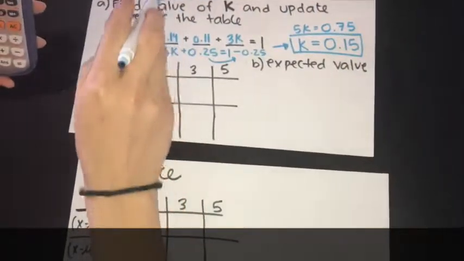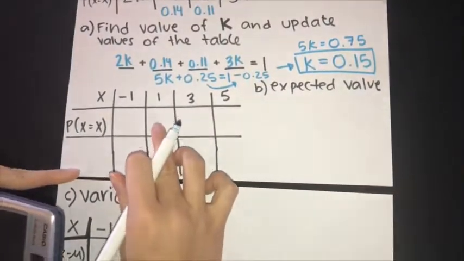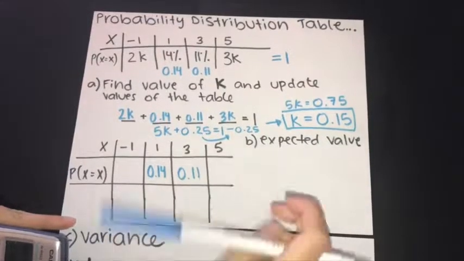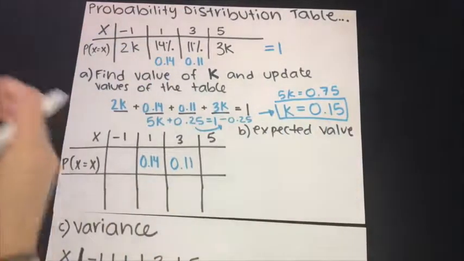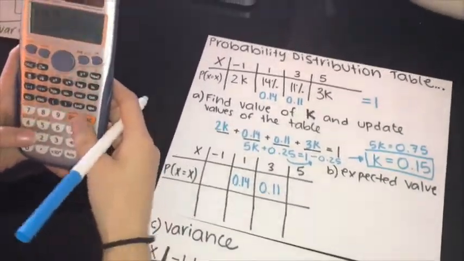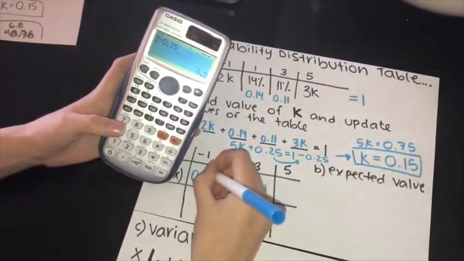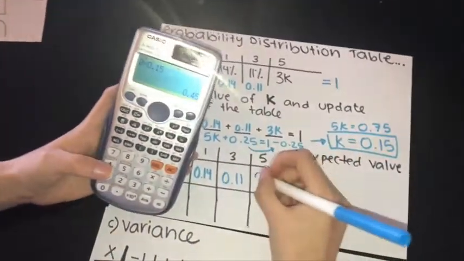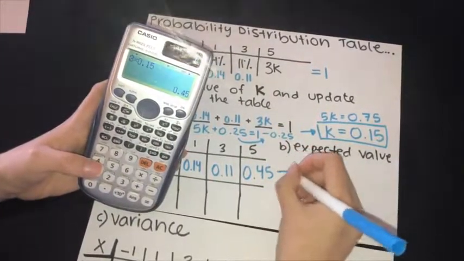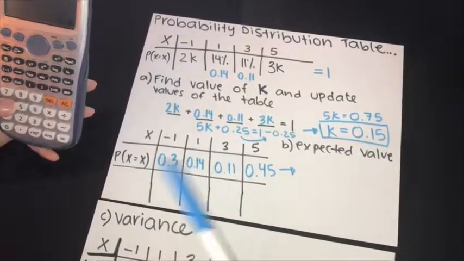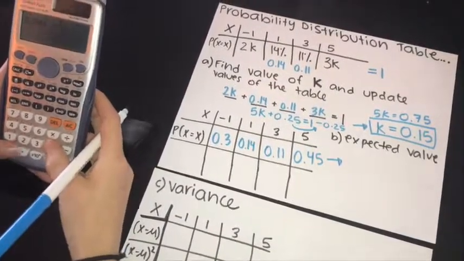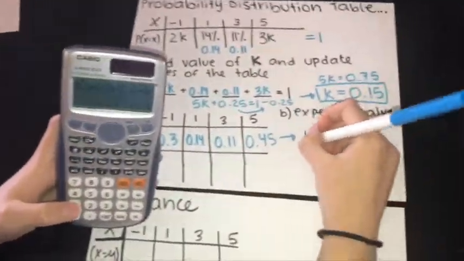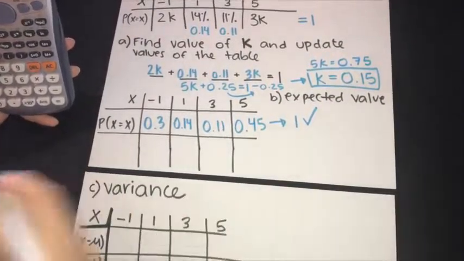Then we need to update the values on the table. Therefore, we already know that for 1 it's 0.14, for 3 it's 0.11, and now we need to substitute the k with this decimal. So we'll say 2 times 0.15, which is equal to 0.3, and then we will say 3 times 0.15, which is equal to 0.45. Just to make sure that this answer is correct, we will add all of these to make sure it gives us 1. 0.3 plus 0.14 plus 0.11 plus 0.45 equals 1. Therefore, our answer is correct.